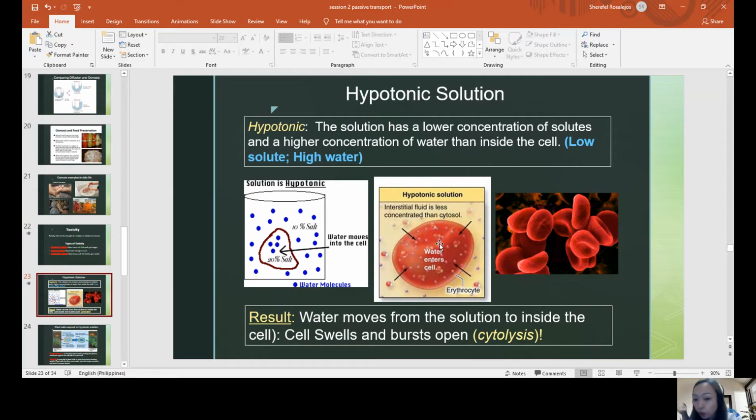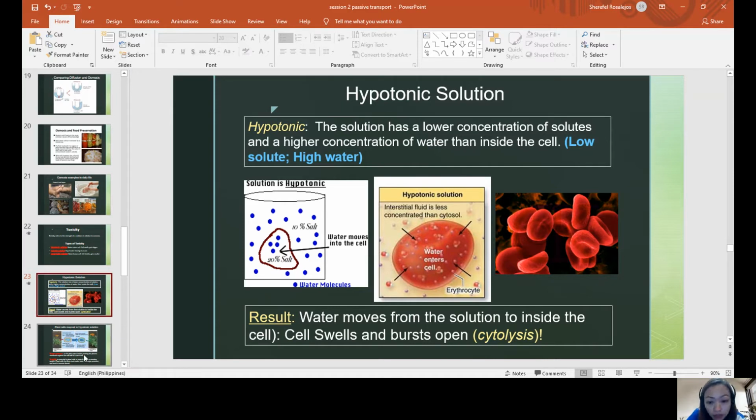Kay tanan nga tubig musud sa cell, kay daghan kayong sulud sa cell. So ang water nga nasa gawas will go into the cell. And in return, what will happen? Is it deadly? Yes, it is deadly because the cell will swell and will burst open. And we call that cytolysis. Mu burst open, mu buto ang cell if you will be under this type of solution.